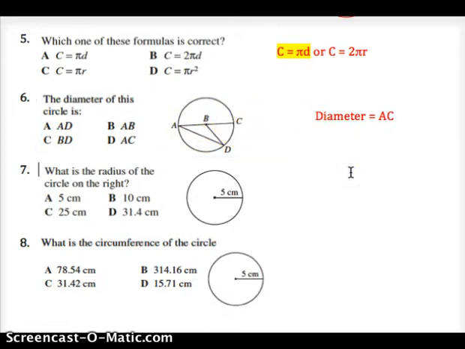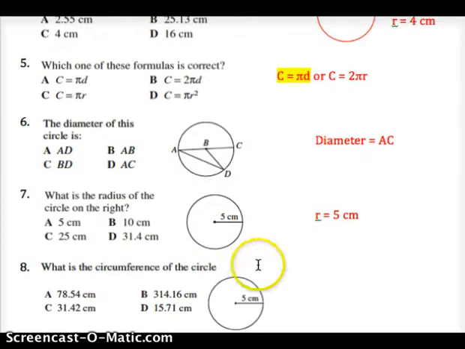In question 7, we're asked for this circle over here, what is the radius? Now remember, the radius goes from the center of the circle to the outside of the circle, and this little line here goes from the center of the circle to the outside of the circle. So that means that that little line there is the radius, and on the diagram we can see that the radius is 5 centimeters. So our answer there is A, that the radius is 5 centimeters. Now with question 8, you're asked what the circumference of the circle is.